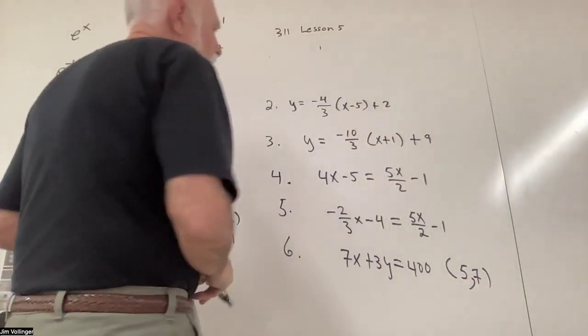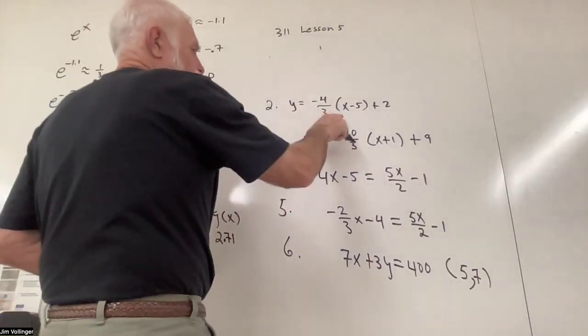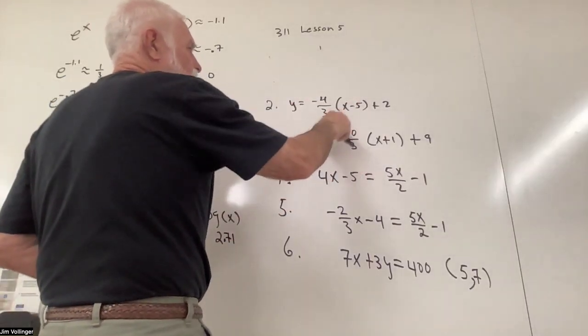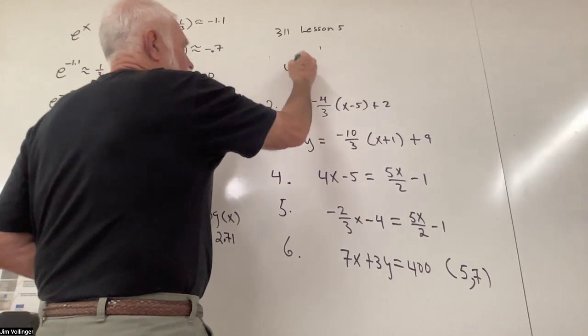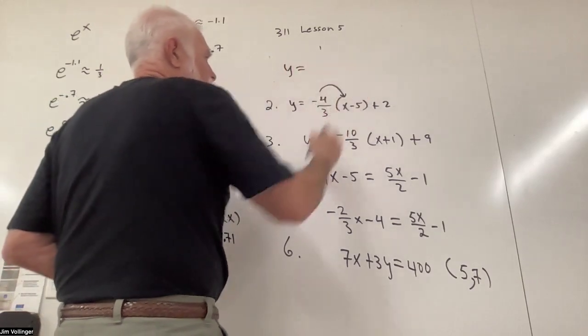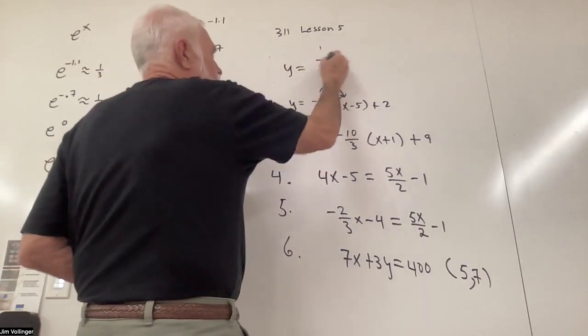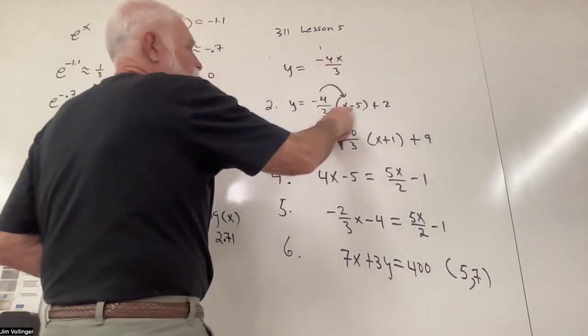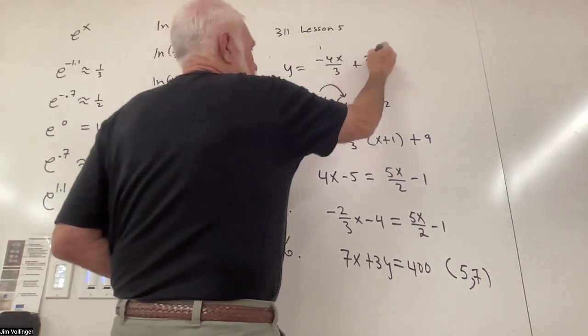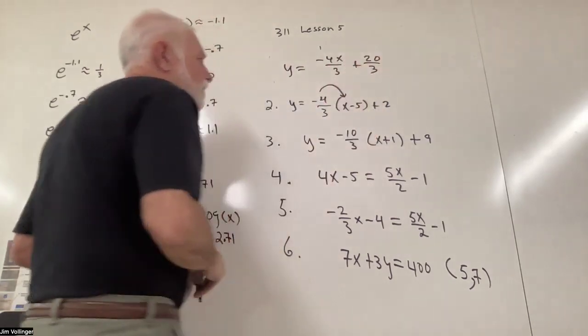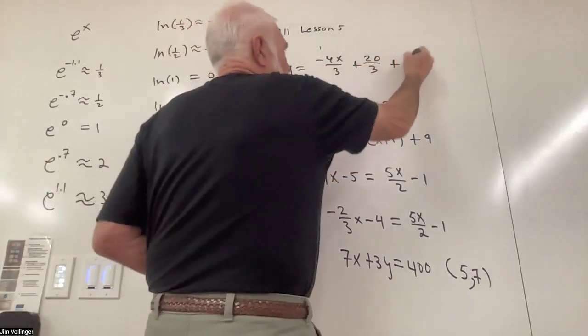Second problem. Name 3 coordinates. No, that's 3 coordinates. Write this in slope-intercept form. Well, we got to do the distribution. Minus 4 times x is minus 4x, and that then gets divided by 3. Minus 4 times minus 5 is plus 20. That gets divided by 3. And I got to add 2.